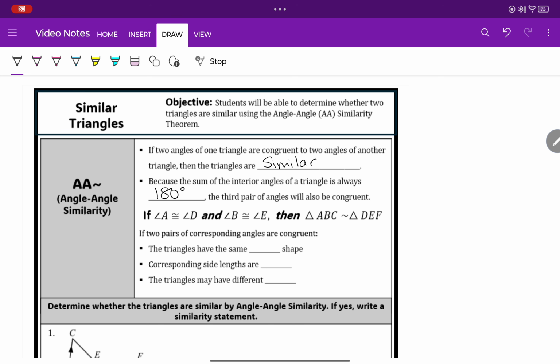So if I have angle A congruent to angle D, and angle B congruent to angle E, then I know that triangle ABC is similar to triangle DEF. This right here is known as your similarity statement. This is an example of your similarity statement.